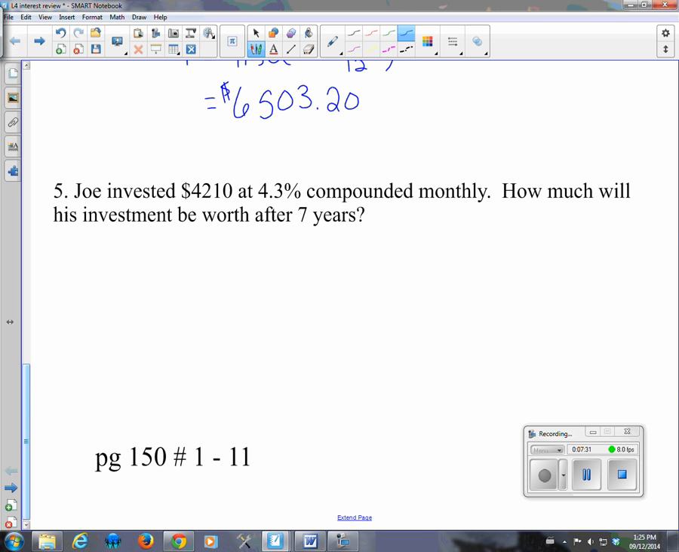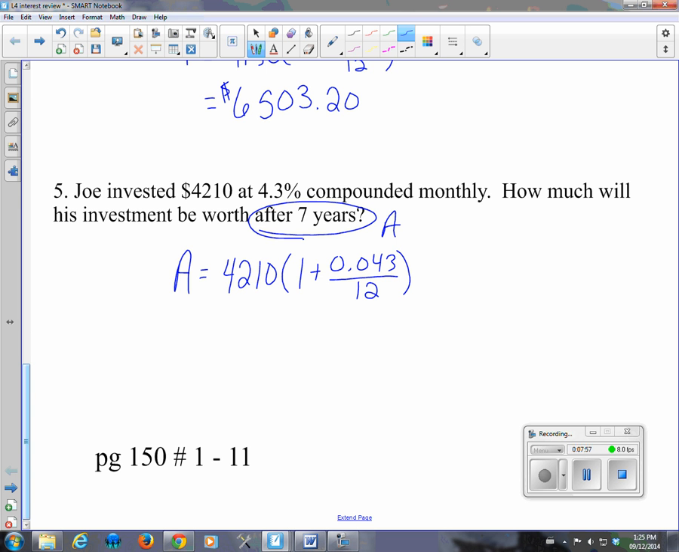So really the moral of the story is make sure you're using the right formula and don't mess up your formula. Joe invests $4,210 compounded monthly. How much will his investment be worth after 7 years? After 7 years is the amount in the future. So I want to use my accumulated amount formula. It's 1 plus 0.043 compounded monthly. So I'm going to divide by 12. 7 years, 12 times a year is an exponent of 84.